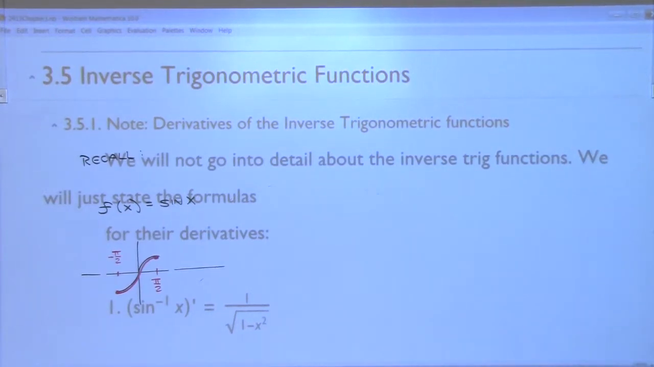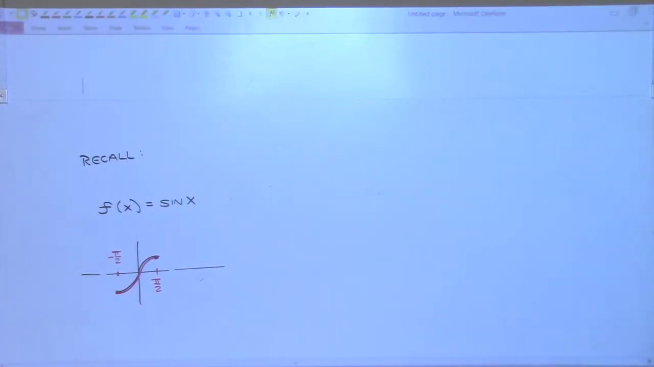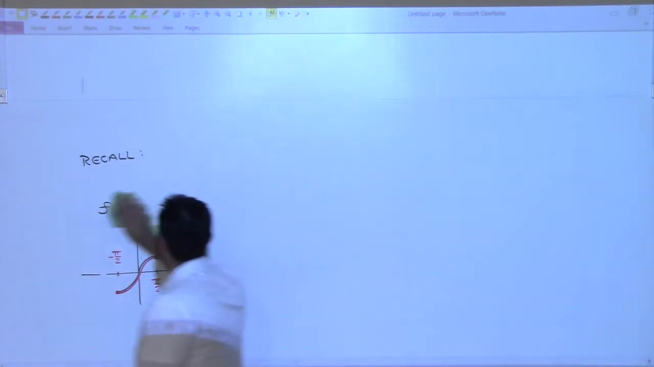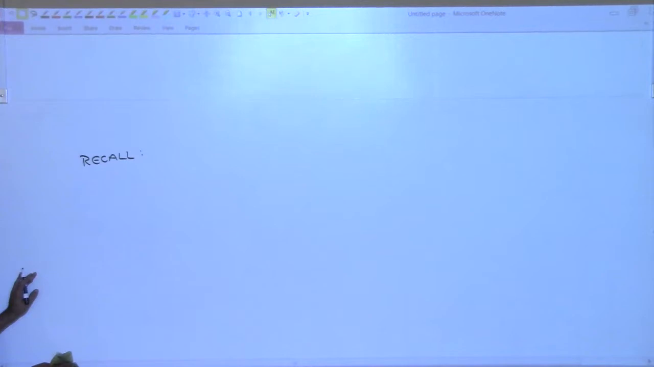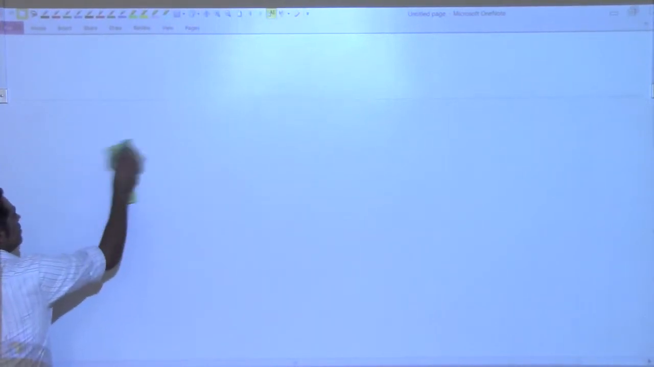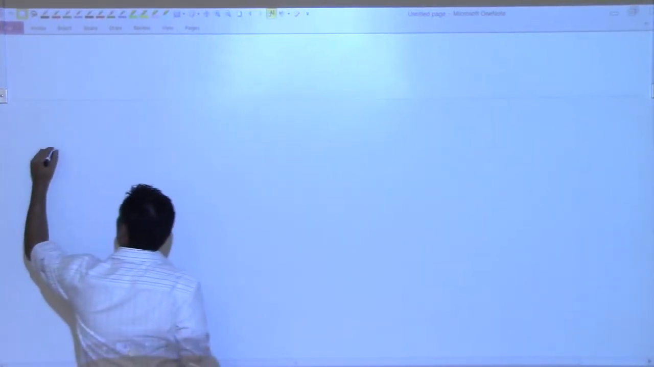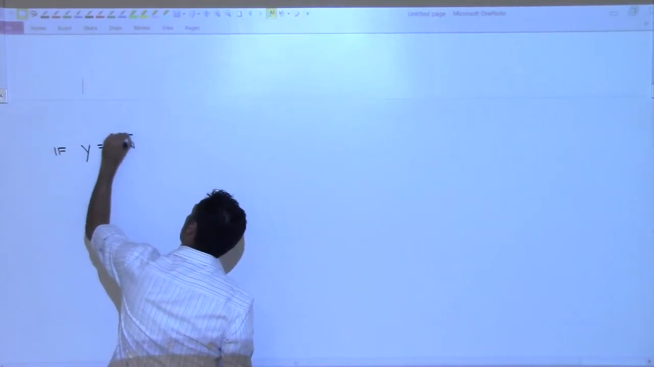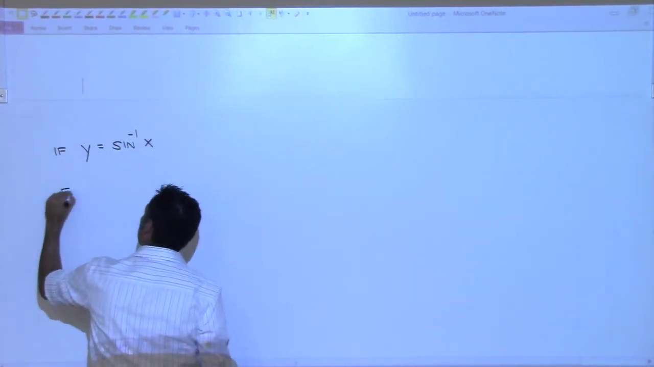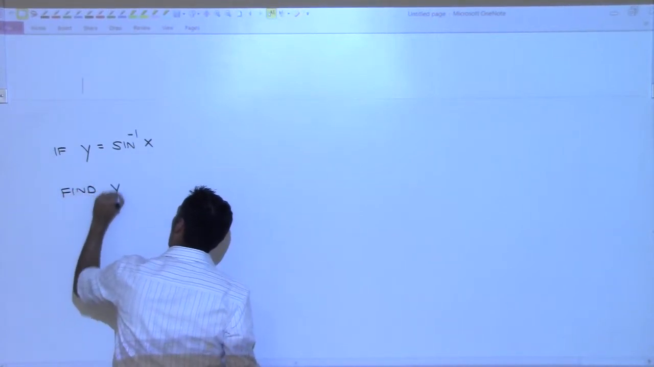So we're gonna prove the first one. I'm gonna prove the first one, and then after I prove it, I'm just gonna tell you what the next 5 are. I'm not gonna go through the proof for each one. All right? So let's start with this. If y equals arcsine of x, I would like for us to find y prime.